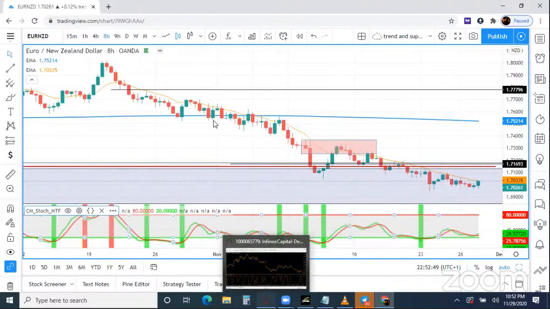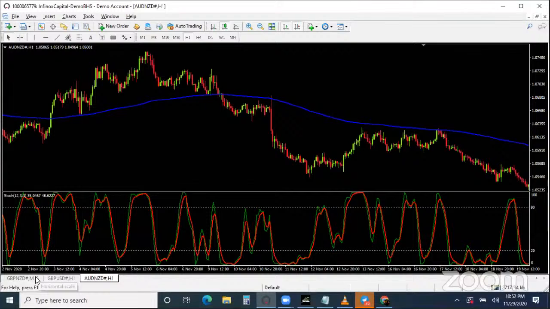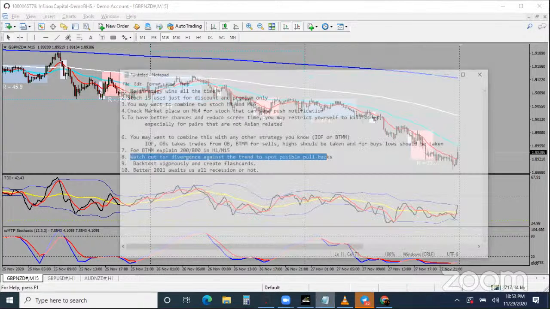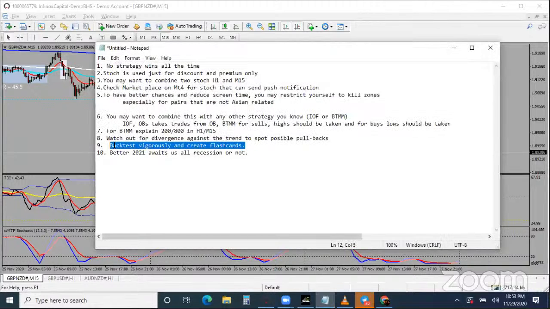If you use this, if you use the other one I mentioned, it can send multiple alerts as much as possible, and then you can take your decisions. So I'll be rounding up now, except with the question. So backtest vigorously. If you want to trade it alone, you backtested only one pair. I advise you to backtest more pairs. If you want to trade it with IOF or BTMM, I trade it with both of them.